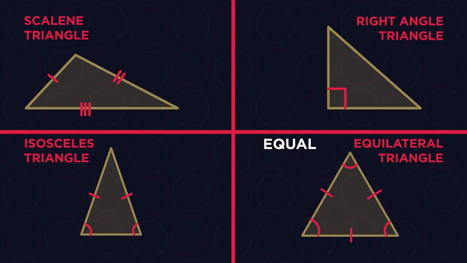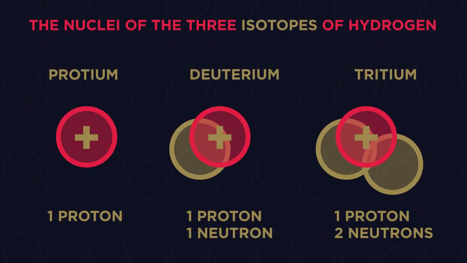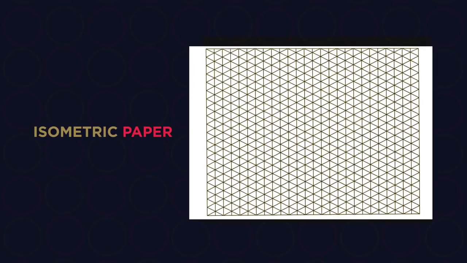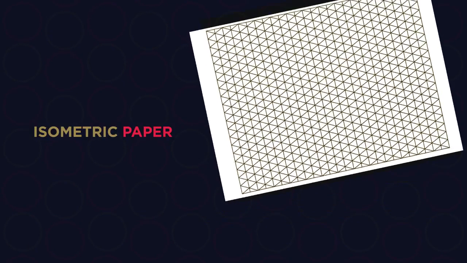Isosceles and scalene are a little harder to remember. A good bit of general knowledge is that the prefix iso means equal. So in chemistry, you learn about isotopes, which are atoms that have an equal number of protons. Isometric paper is made up of lots of equal triangles.